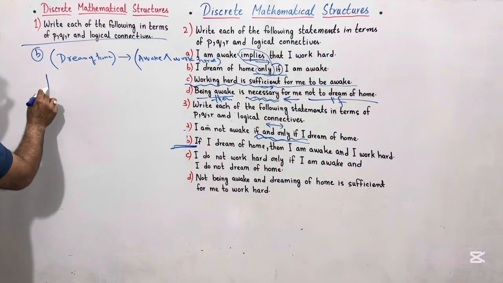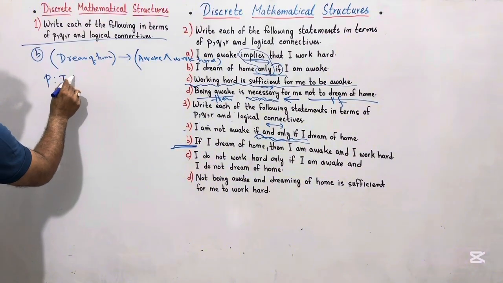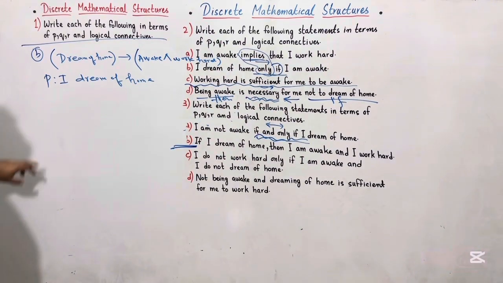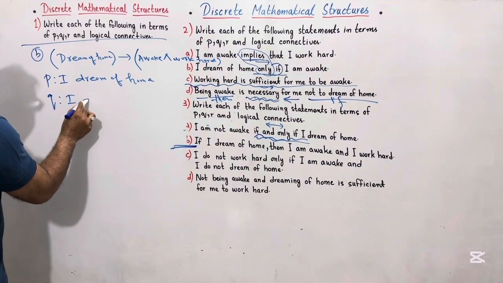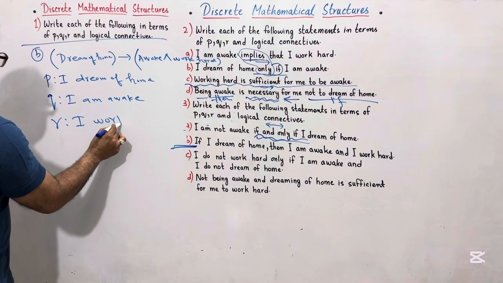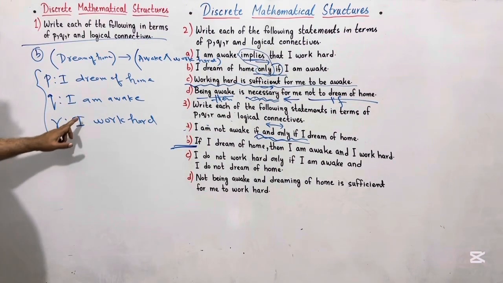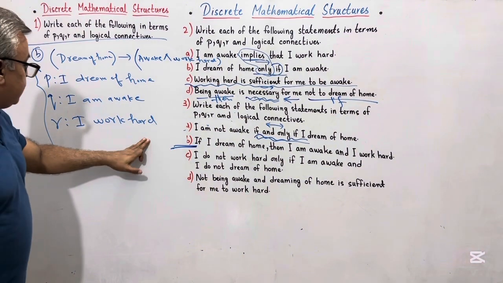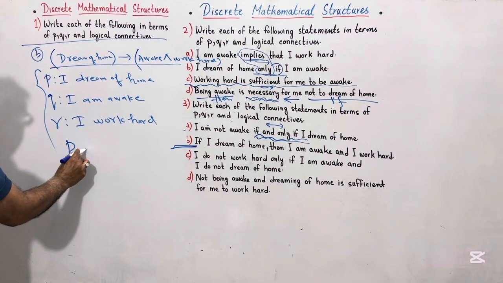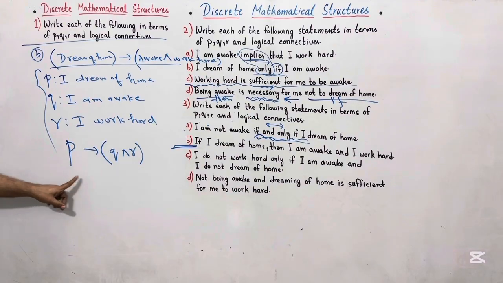Let's name them. I dream of home, it's our P. I am awake, it's our Q. I work hard, it's our R. How can we connect them? P implies Q and R. If I dream of home, then I am awake and work hard.